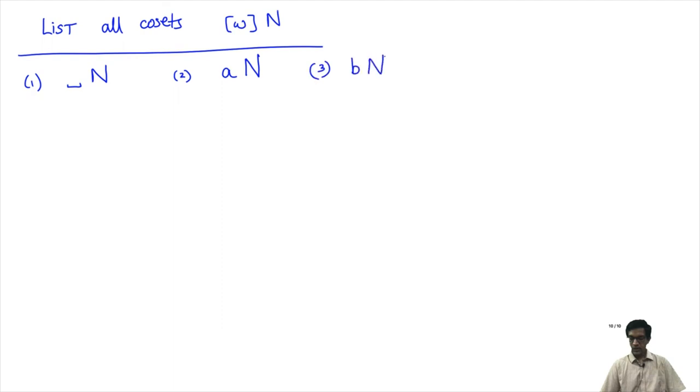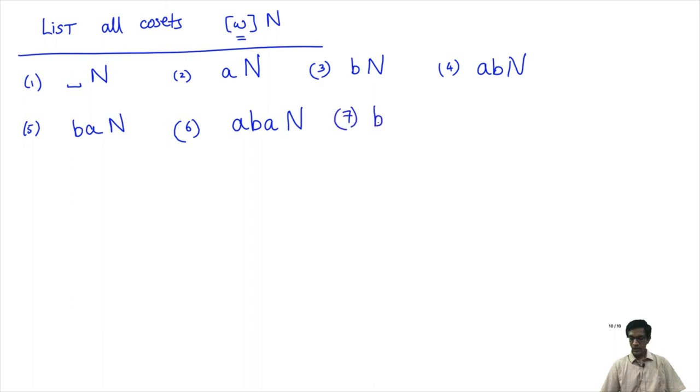I can look at the coset of B, BN. So remember, I have to look at all possible W's which involve A's and B's, which don't have two consecutive A's or two consecutive B's. Now, the next possibilities therefore become ABN (5), BAN (6). Now I look at words of length 3: ABAN is 6, BABN is 7. Now I look at words of length 4 and 5 and so on, taking care not to have two successive A's or two successive B's. That's it. Okay, so here's a list.